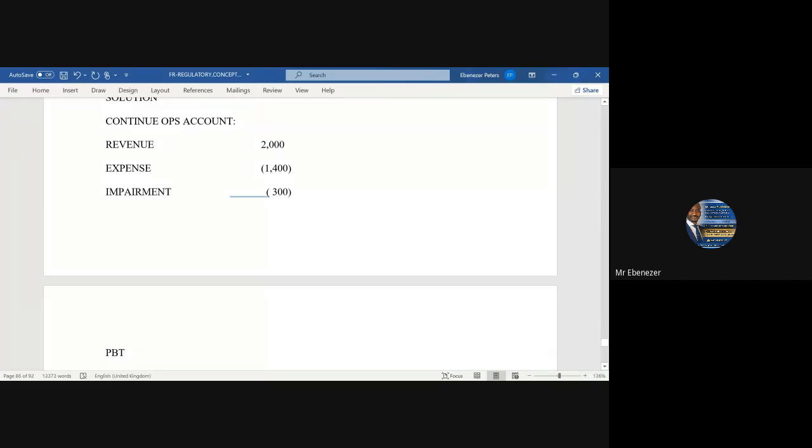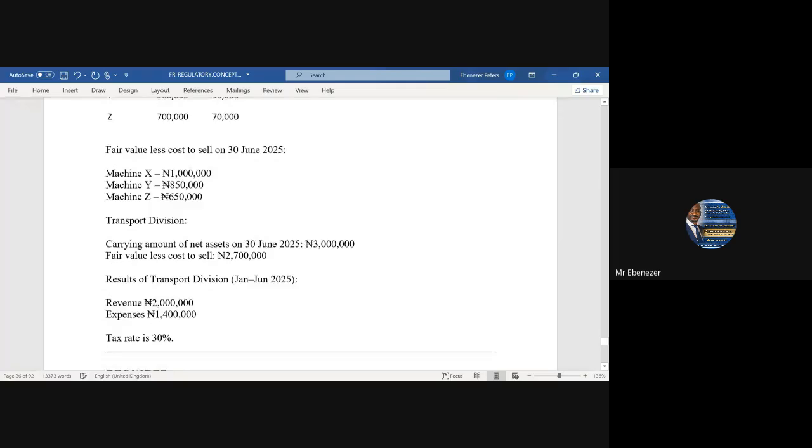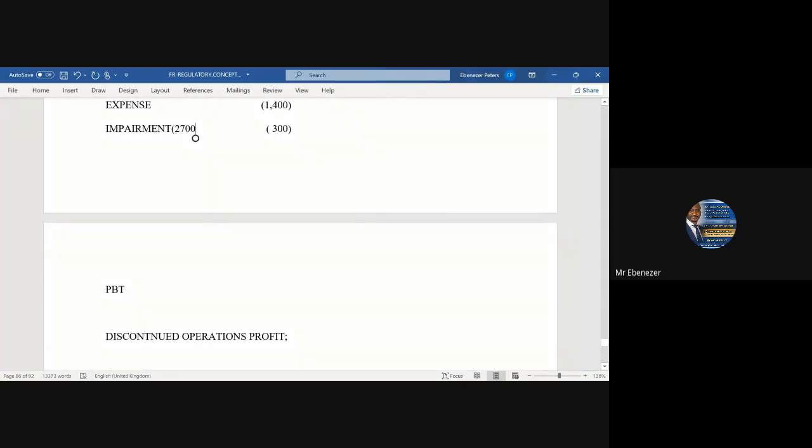The impairment is 3 million minus 2,700. That's how we got it. So profit before tax will be how much? 300. That's 300.